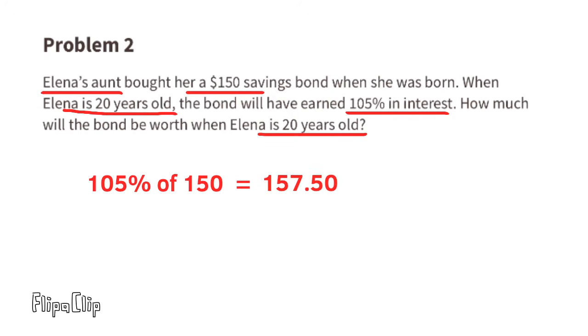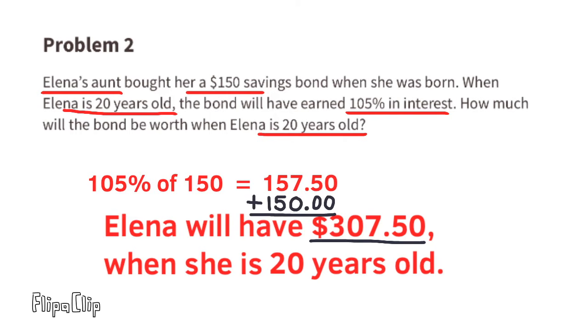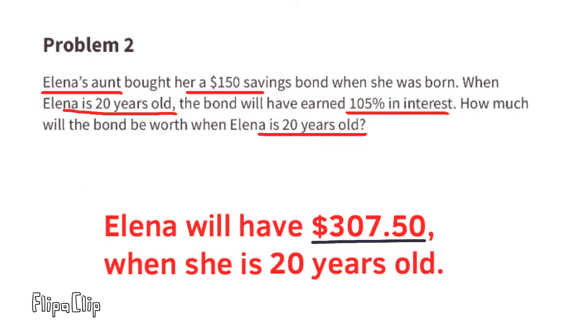That's $157.50. Let's add that to the original $150, and Elena will have $307.50 when she is 20 years old.